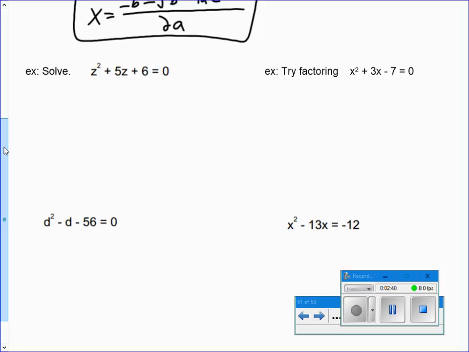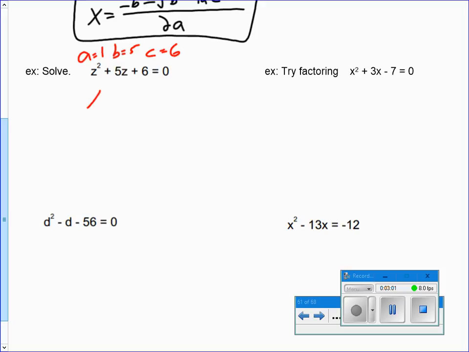So here's the first one. C squared plus 5c plus 6 equals 0. This is one we saw a lot. Similar one to this when we were doing our factoring problems. Obviously, it's already in standard form. A is 1, B is 5, and C is 6. Alright, without having to look at the factors, we can solve this using the quadratic formula.